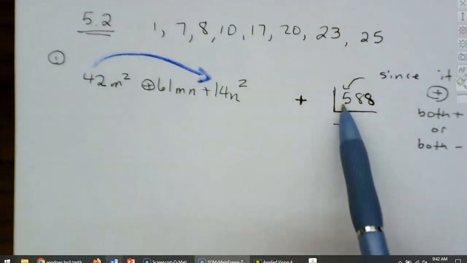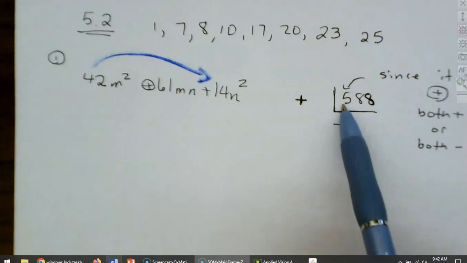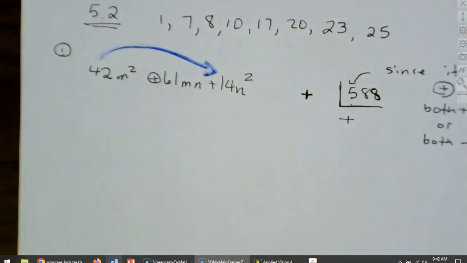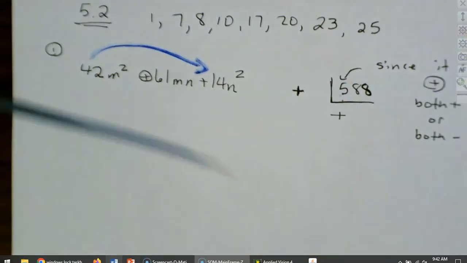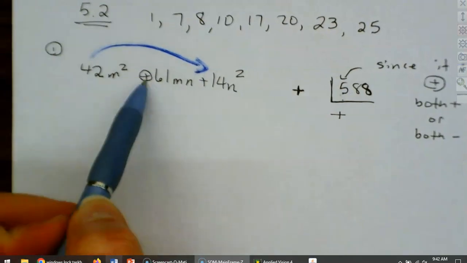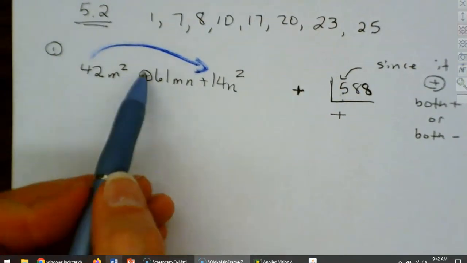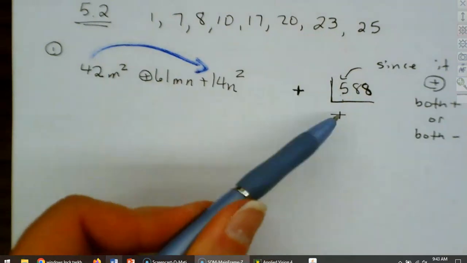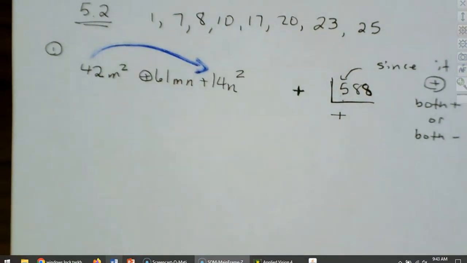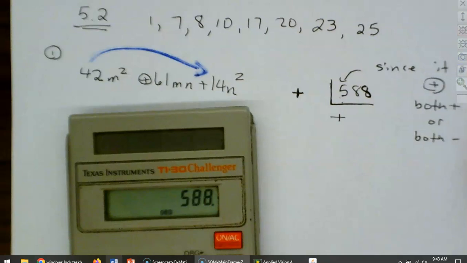If this would have been negative, then what do we know? One is positive, one is negative. So in this case, it's positive, so we know they're both positive. Why? Because the sign in the middle was positive. If that would have been negative, these would both be negative. It's just remembering the patterns here. So now we have 588.